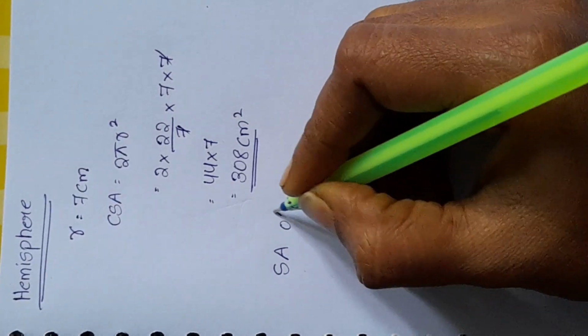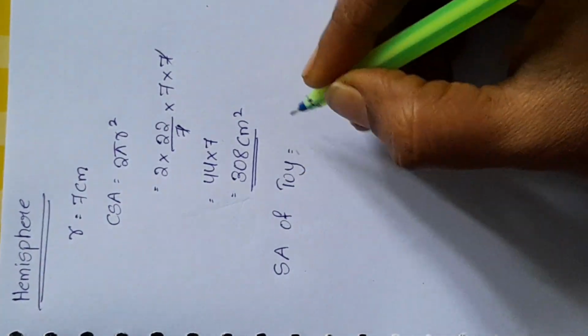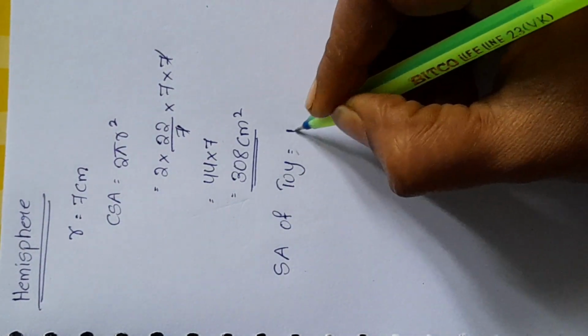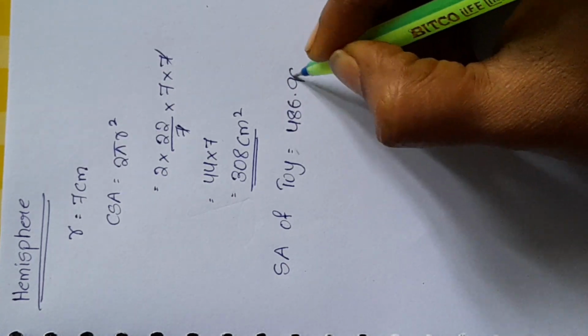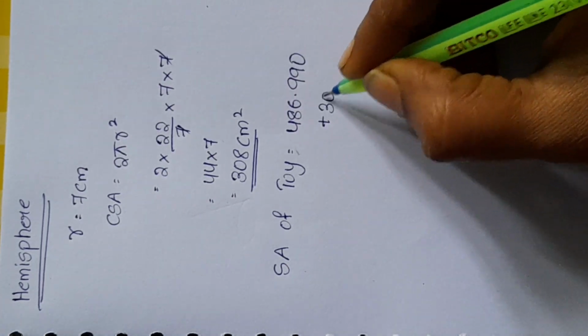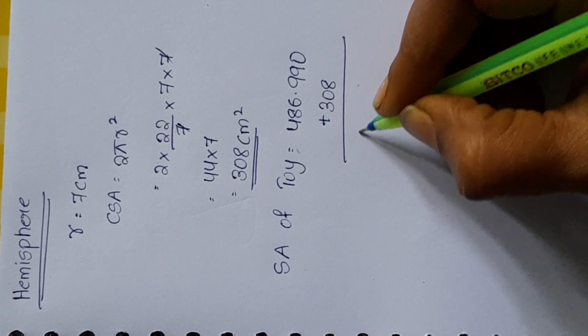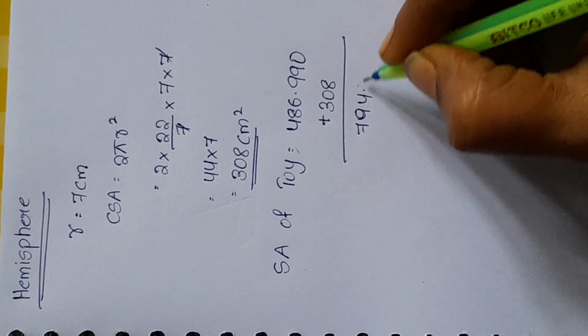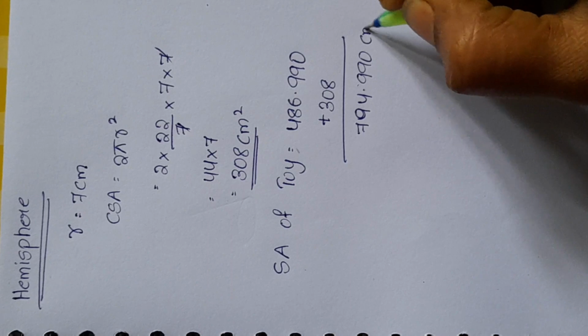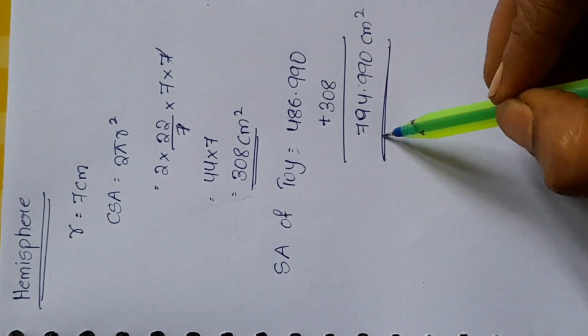Now the surface area of the toy we get by adding the curved surface area of the cone plus the hemisphere, that is 486.990 plus 308. The value we get is 794.990 centimeter square, which is the curved surface area of the toy.